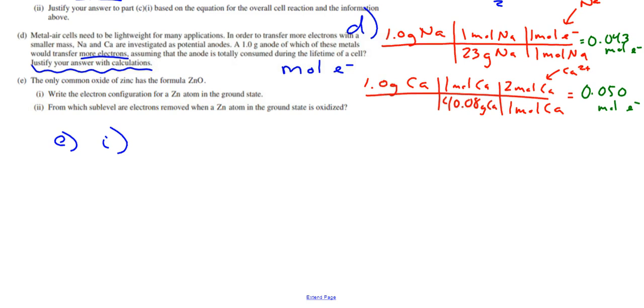So I will tell you this, in all AP questions, you have 2 options. You can do the whole electron configuration, or you can do the noble gas configuration. If you do the noble gas, be careful, don't skip something, because sometimes people skip things. And then the second part, I'd like you to do both these at once. It says, from which sublevel are electrons removed when a zinc atom in the ground state is oxidized. So when it says sublevel, you need to be very specific.